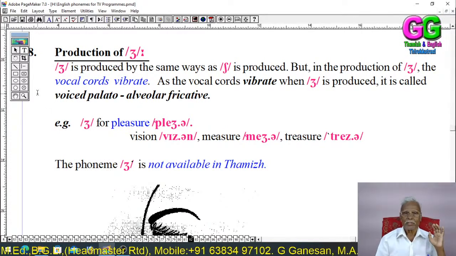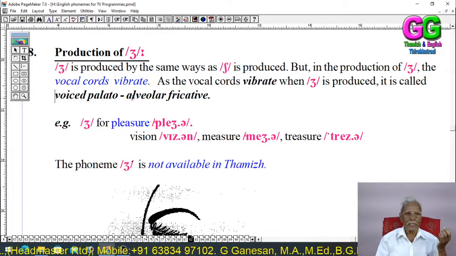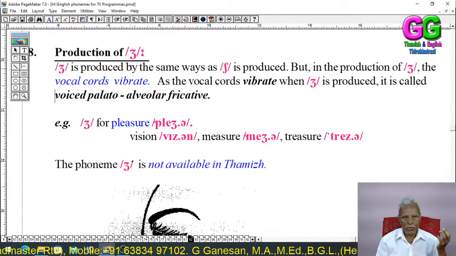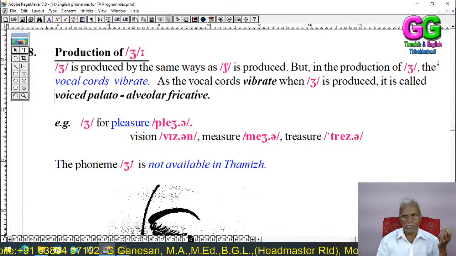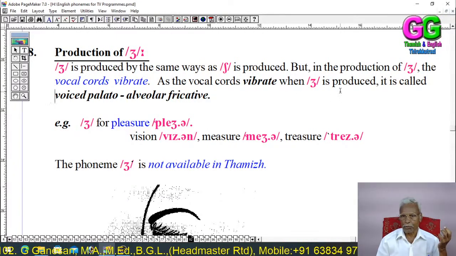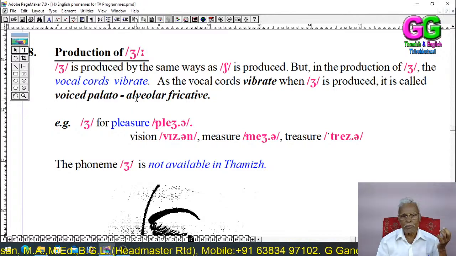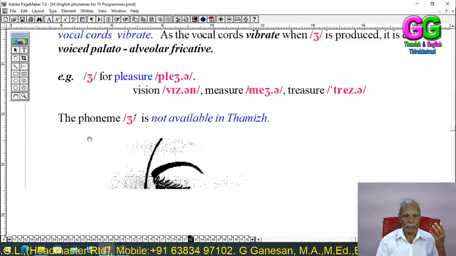Again, dear students and teachers, kindly listen carefully. Is is produced in the same way as ish is produced, but in the production of is, the vocal cords vibrate. As the vocal cords vibrate when is is produced, it is called voiced palato-alveolar fricative. Now let us see the diagram.